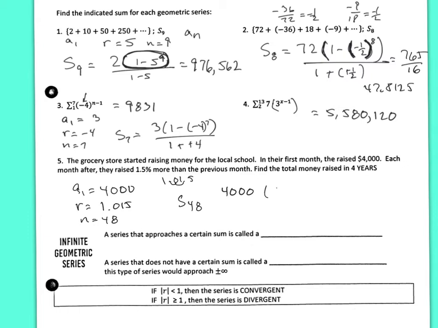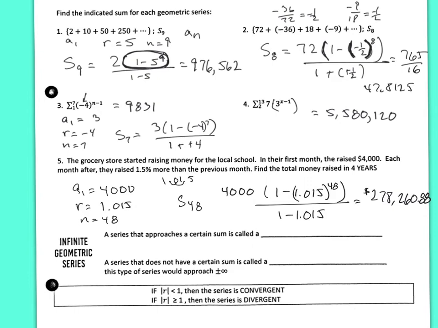So we have 4,000 times 1 minus 1.015, and of course this is raised to the 48th power. And then the denominator is 1 minus 1.015. Put that in the calculator. You get $270,260.88. All right.